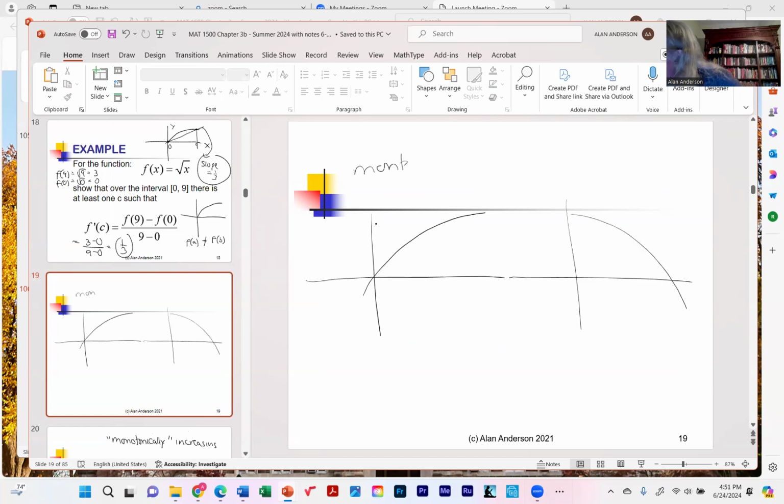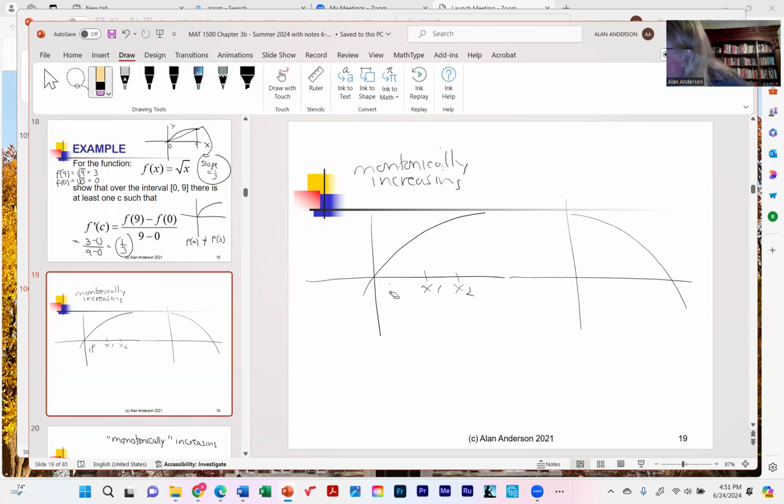Monotonically increasing simply means that if, let's say we're looking at 2 points, x1 and x2, if x2 is greater than x1, then f of x2 is greater than f of x1. And so in English, that just means that the function continues to rise.